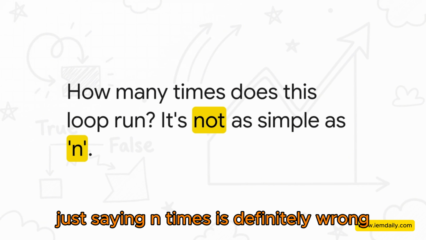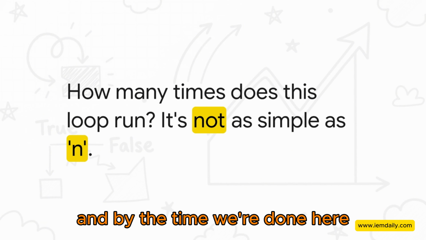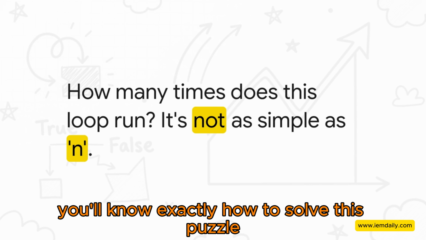I'll give you a hint. Just saying n times is definitely wrong. And by the time we're done here, you'll know exactly how to solve this puzzle.